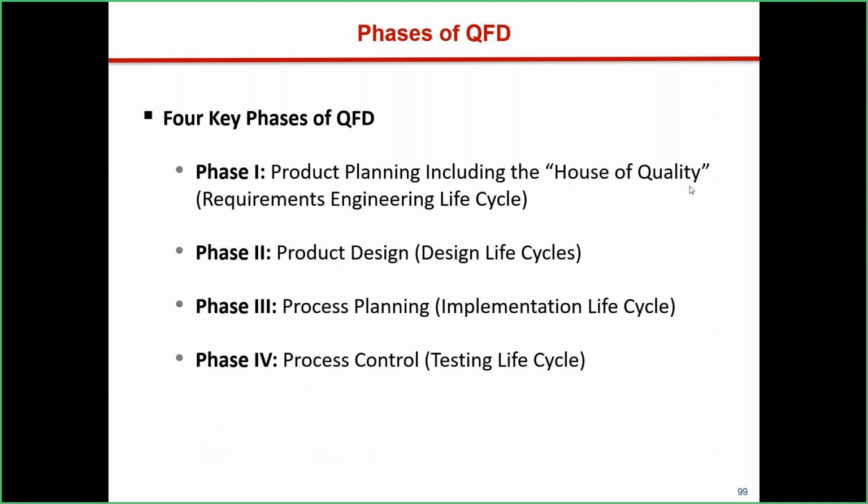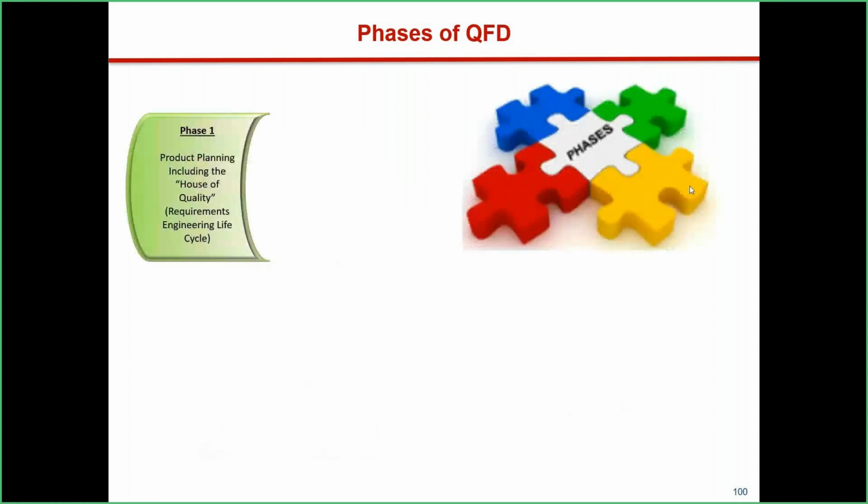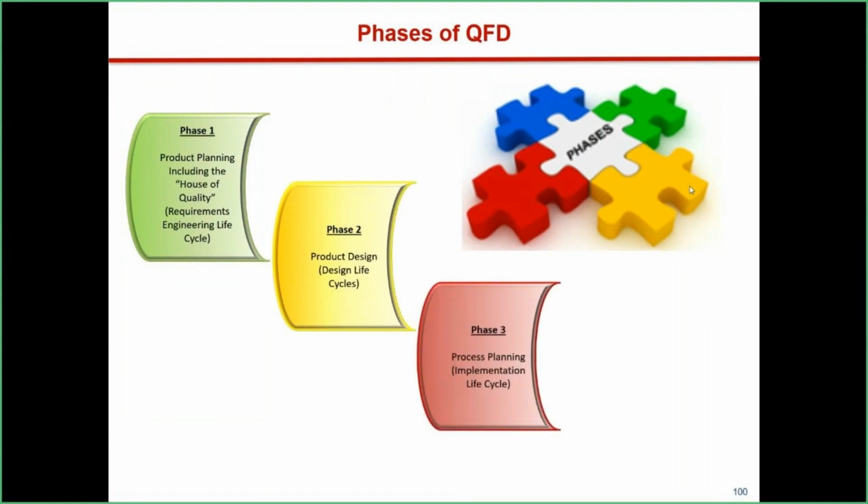So, guys, these phases are really huge. This requires a lot of brainstorming, meetings, and information that has to be collected from the market before you can actually start doing this particular house of quality or QFD. So, phase one, product planning, includes house of quality. So, it's more about gathering requirements. Phase two, the product design, design life cycle. Phase three, process planning, implementation life cycle, and phase four is the testing life cycle of process control.